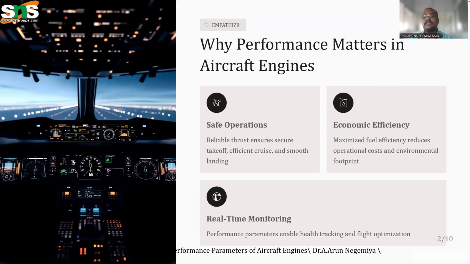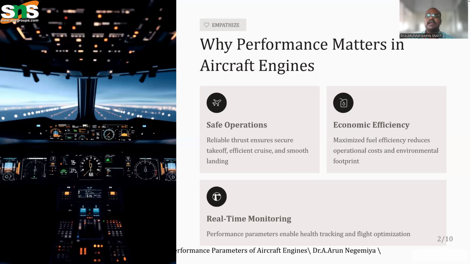In that case, the takeoff and landing, efficient thrust, these are all things that will be checked before the takeoff of the vehicle. Next one is the economic efficiency. Here we will check the fuel efficiency. It can reduce the operation cost and it can reduce the passenger fare. These are all things. And next one is real-time monitoring.